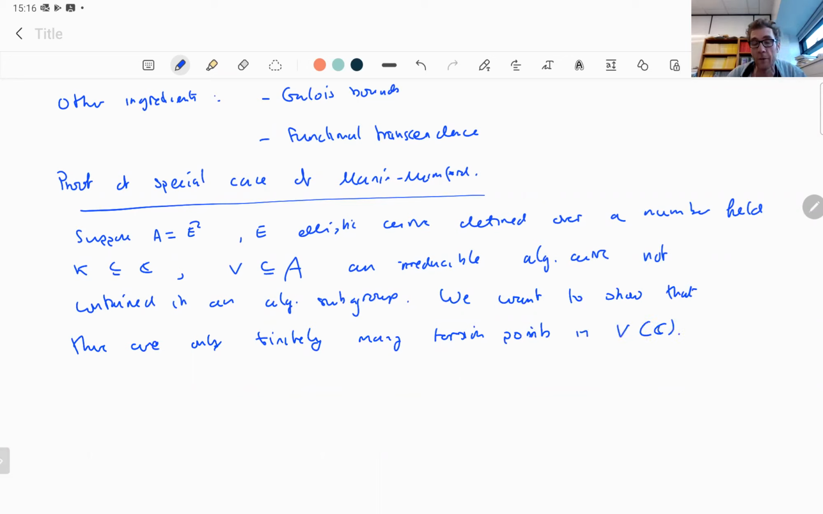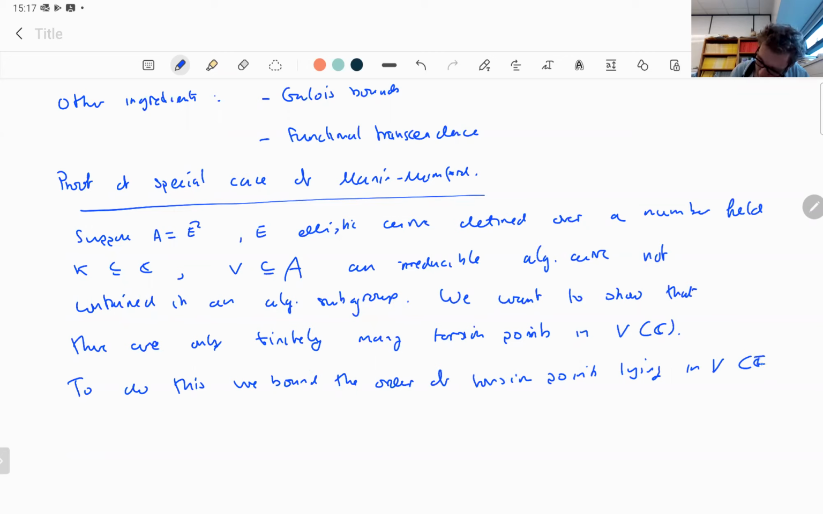So to do this, we'll show that if P is a torsion point of order n, then n is bounded. And then, because there's only finitely many points of bounded order, there can only be finitely many torsion points on B.